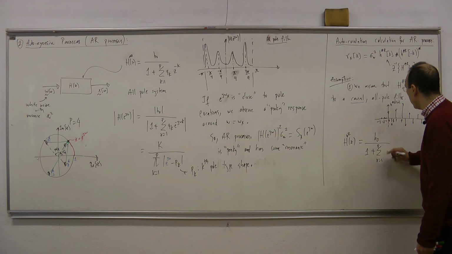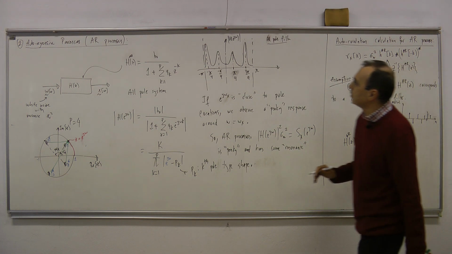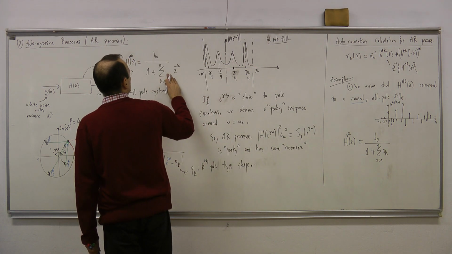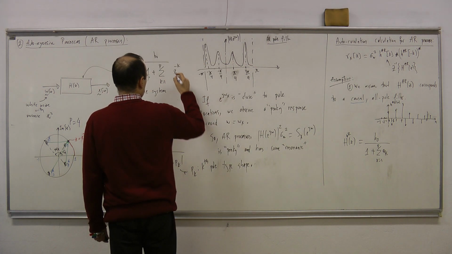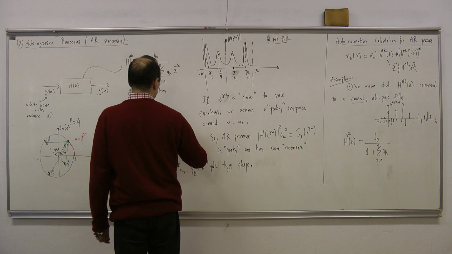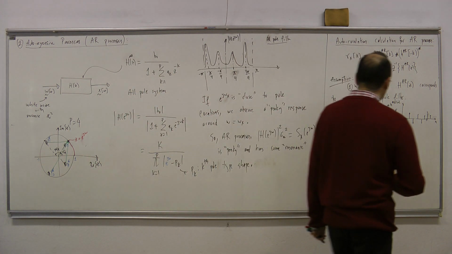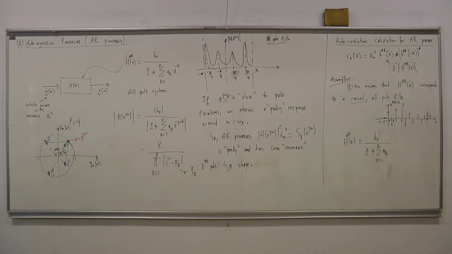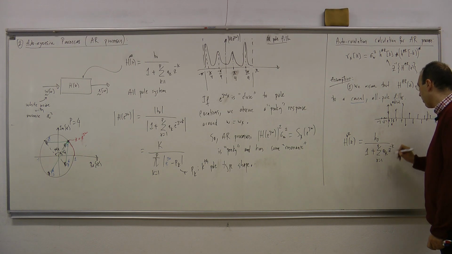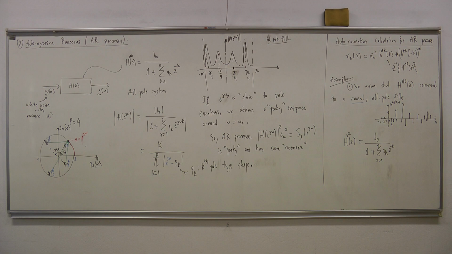Let me write over here a_k. Sorry for this. a_k. Okay. b_0, I have these, z to the minus k. Okay. So, what should I say about this one?